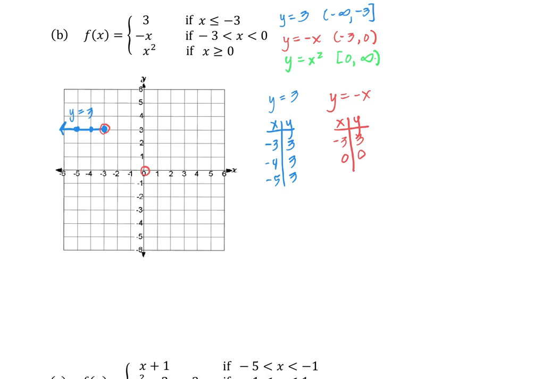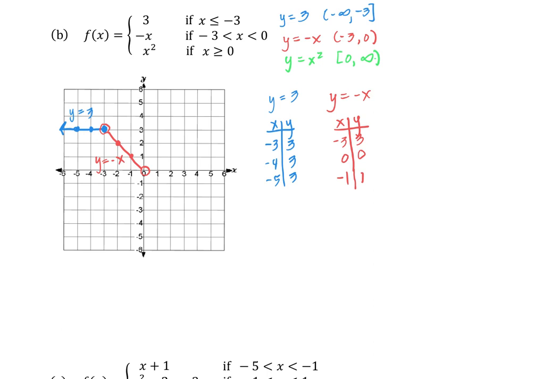So maybe I want to pick some other points, choosing x values between -3 and 0. Maybe I'll look at -1. If I put in -1 for x, I get a +1 for y. And I could try -2 and I'll get a +2. I'm doing this just to double check to make sure that my math was correct. And there is my second piece of my graph. This would be y equal to -x.